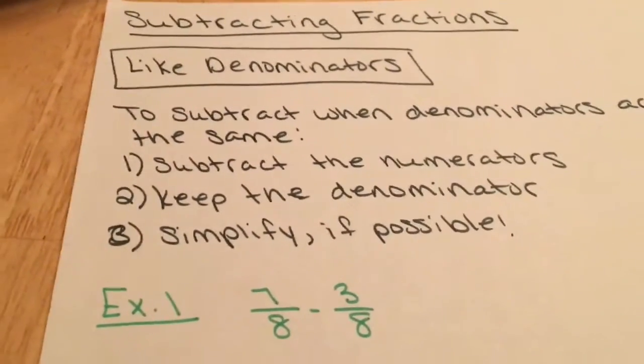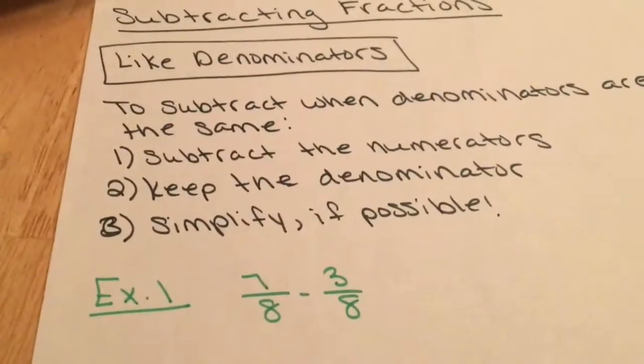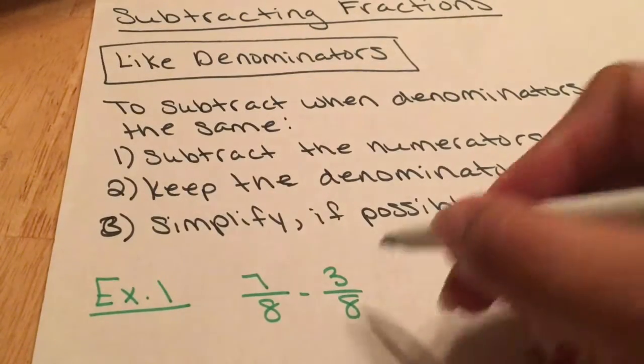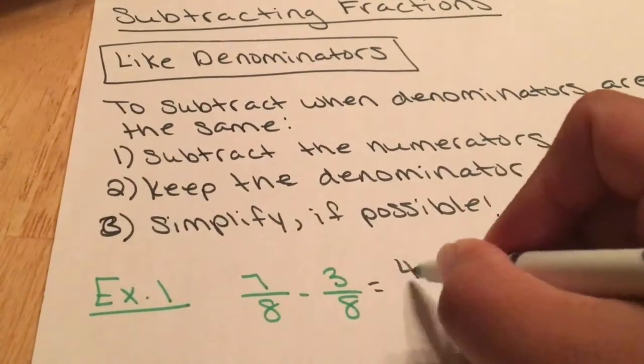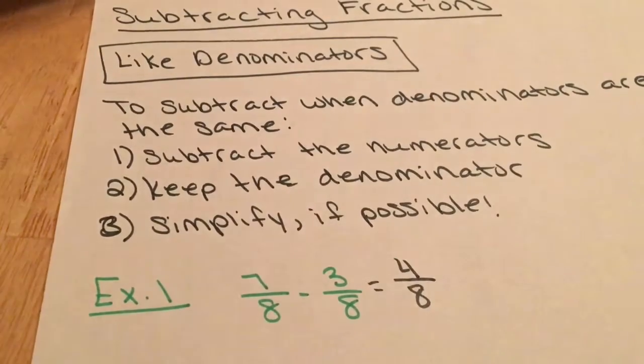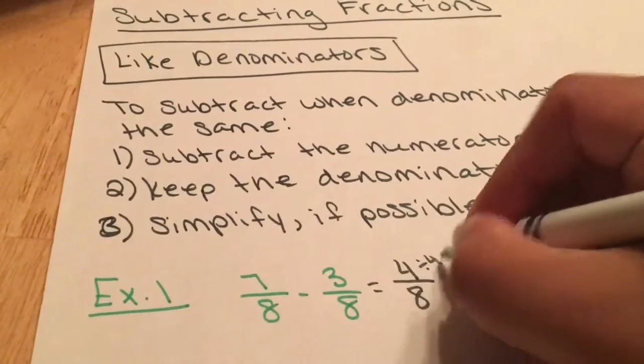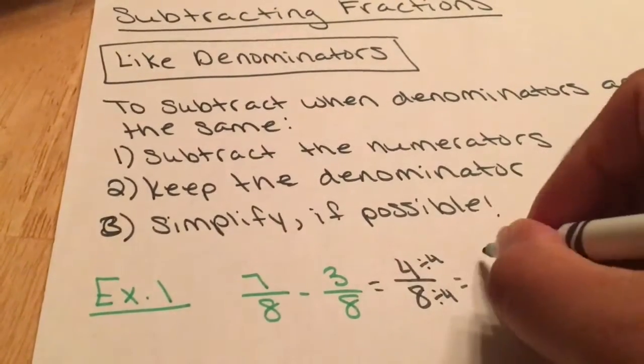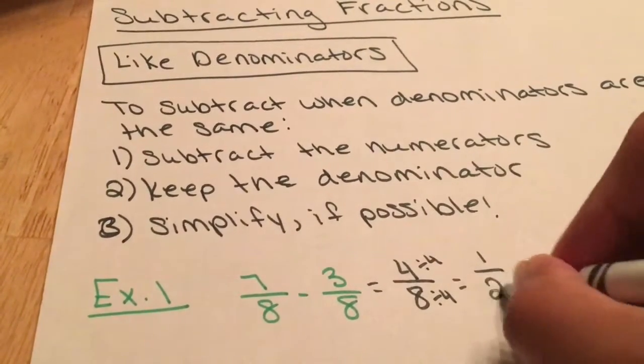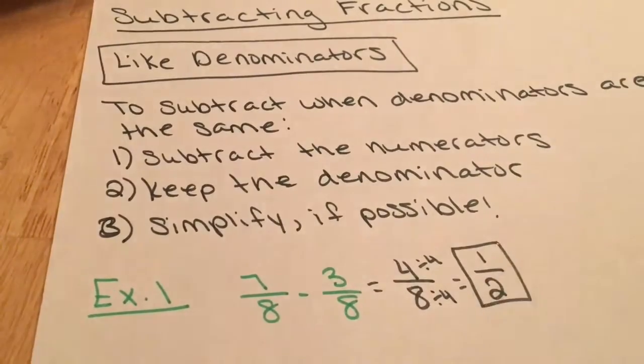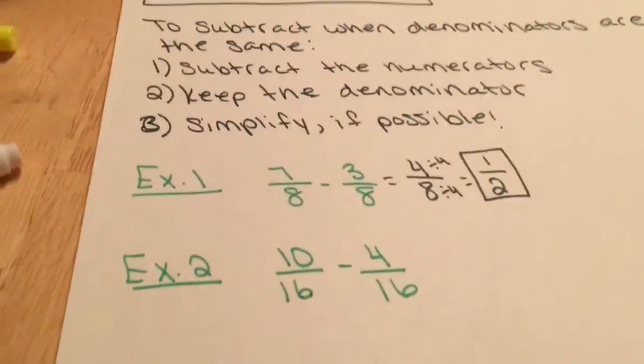If we look, we have 7/8 minus 3/8. Again, all we're going to do is subtract our numerators. 7 minus 3 is 4. Keeping our same denominator is 8, and our third step is to simplify if possible. Since I can divide both 4 and 8 by 4, I'm going to go ahead and simplify that fraction to 1/2.